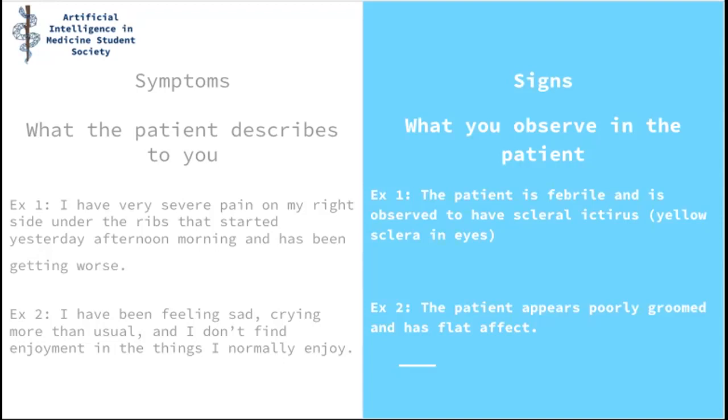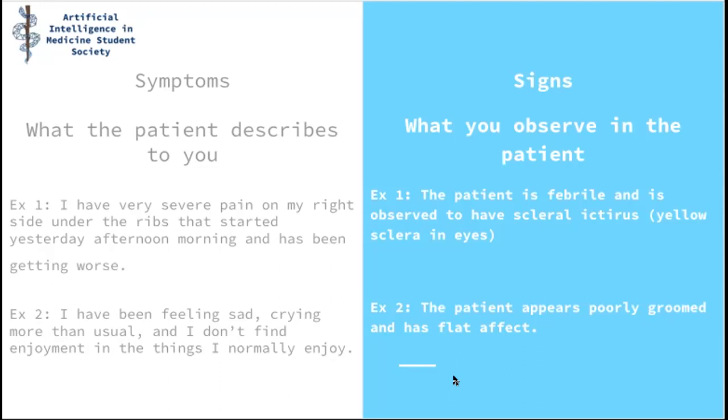On our next topic, what we're going to be talking about is psychiatry. So an example of a symptom in psychiatry would be, for example, I have been feeling very sad. I've been crying more than usual. I don't find enjoyment in the things that I normally enjoy. So this kind of sounds like depression, but what are the signs? What can I observe in the patient?